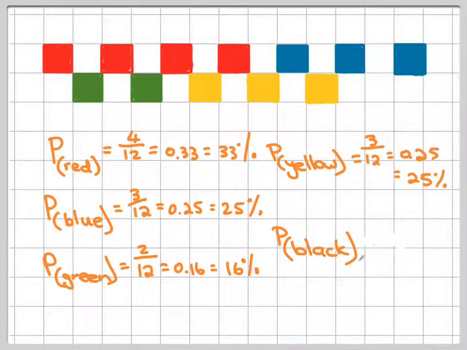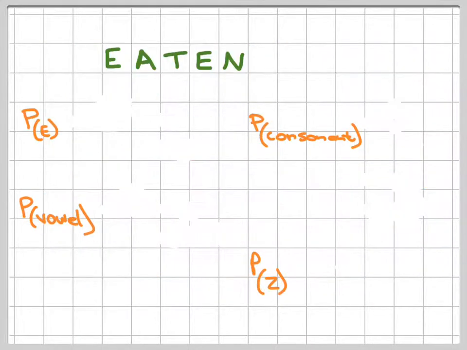Here's a trick. What would the potential of a black square be? Absolutely 0. There isn't even one in the pack. So let's look at another sample of stuff. If we were to use the letters here, they make up the word eaten. Okay, now we're going to say, what's the possibility of an E?